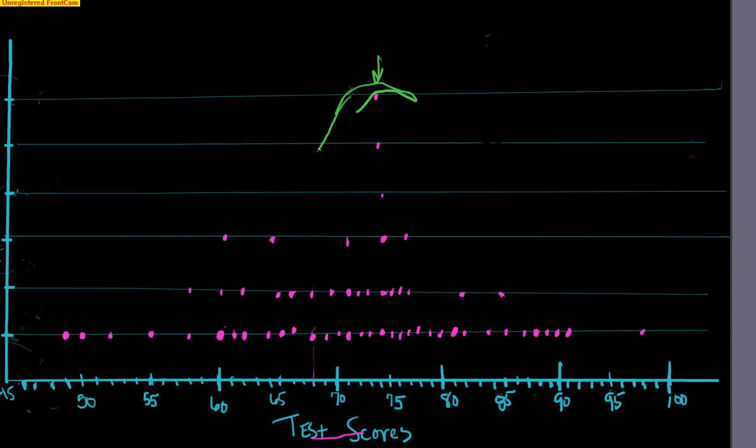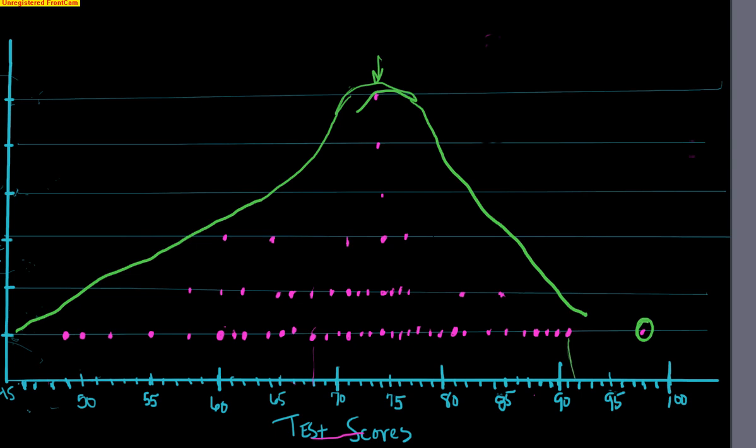One thing we might notice is that as the scores get lower, we have fewer and fewer students. But notice what happens this way. We have a kind of sharp downward turn over here. I might even call this person here who got the 98 a bit of an outlier, because the next highest score before him is here at a 90.